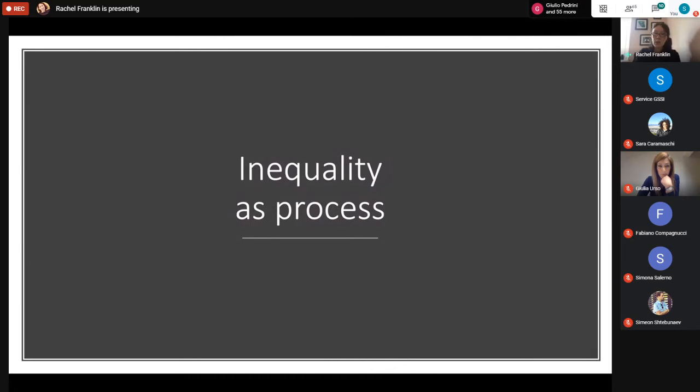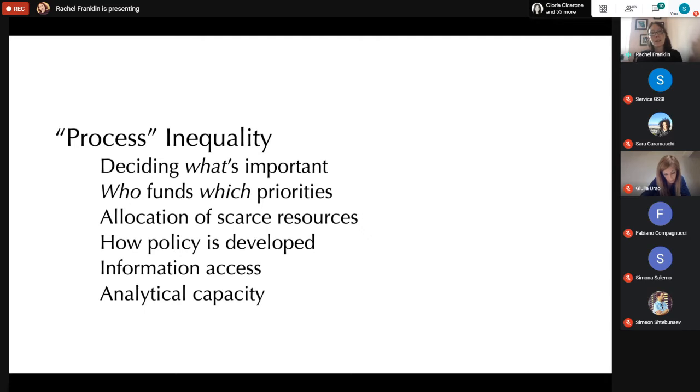We can also think of inequality as a process. And this is maybe a little bit more unintuitive or complicated to think about. But what we mean by this is that inequalities are reinforced simply in our decision to decide what is important. That is, if you are a city government, a local government, or a funding agency with a finite amount of money to spend, how do you decide that what you should spend it on is CCTV cameras or sensor networks and not bike lanes or schools or public health, for example?